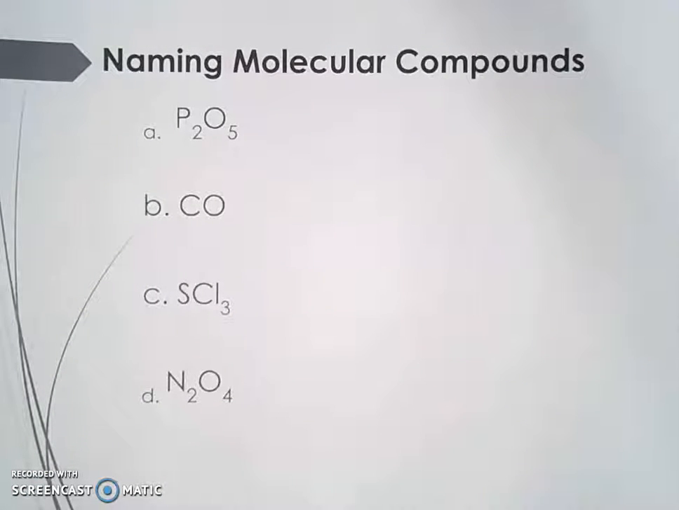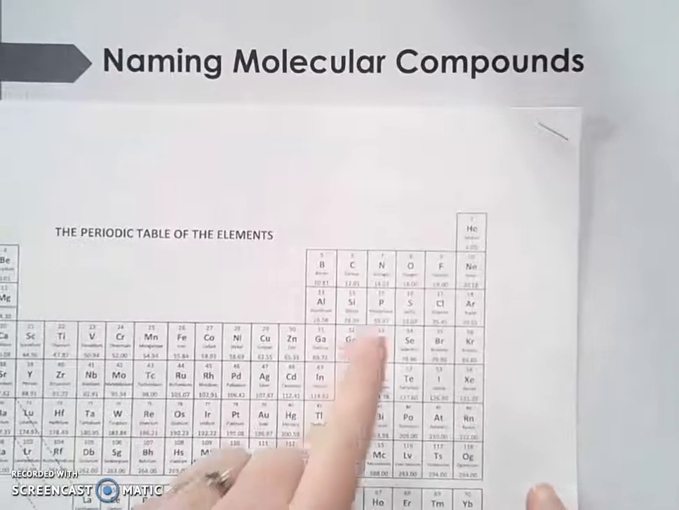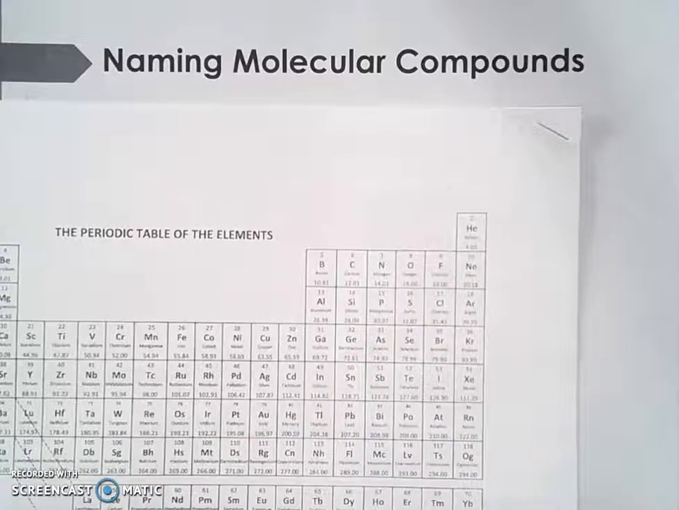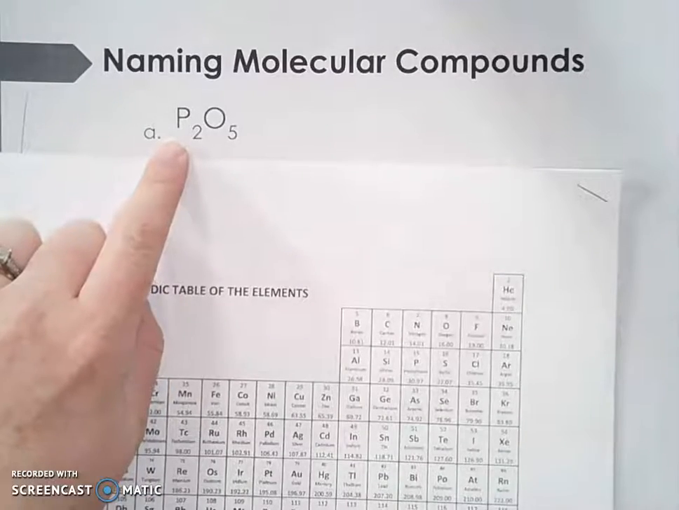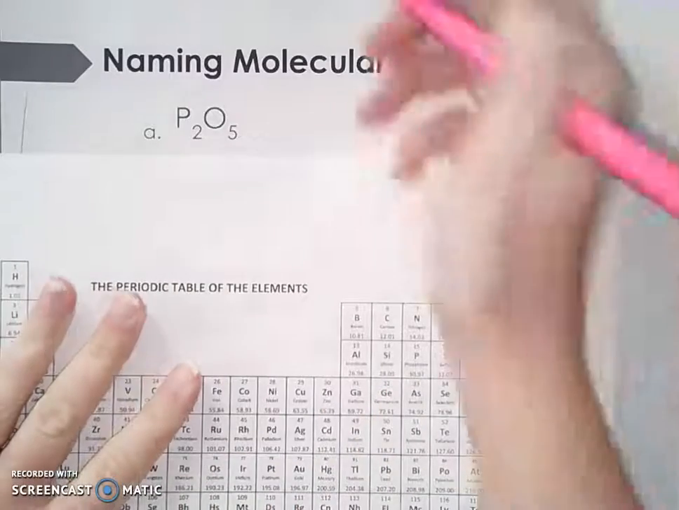So let's start with the first one. P2O5, and so the first thing I like to do is look and make sure that I have two nonmetals. So P is here and O is here. So they're both in the top right-hand corner, meaning that they're both nonmetals. So I'm going to use my naming rules, which means I'm going to write the first element, P, exactly as I find it on the periodic table. So it's phosphorus. So I'm going to go ahead and write that down.